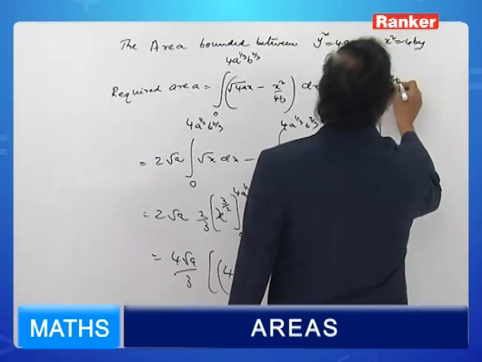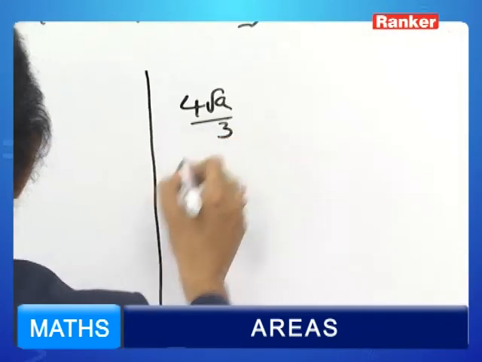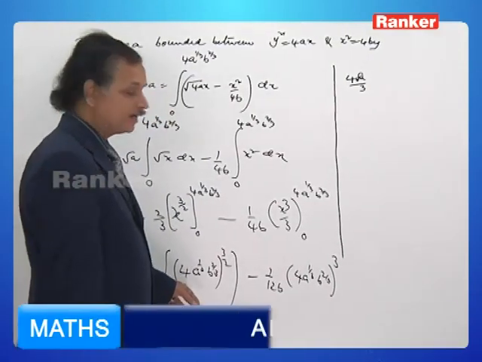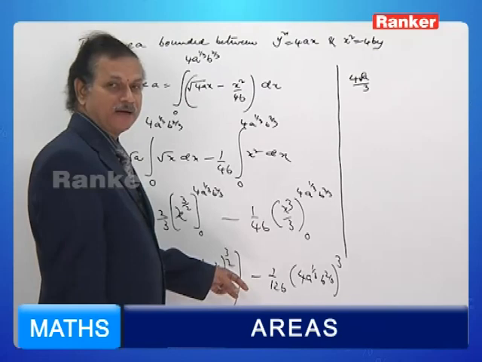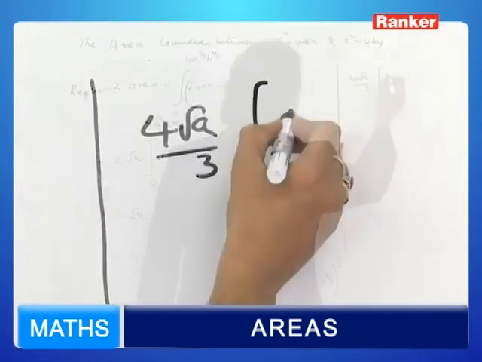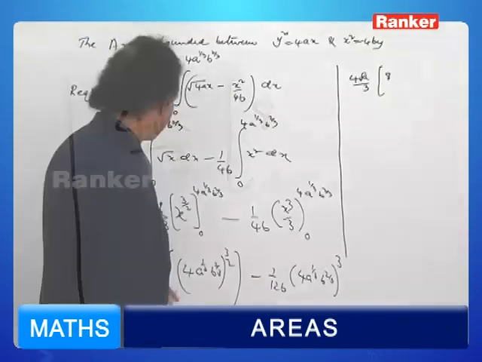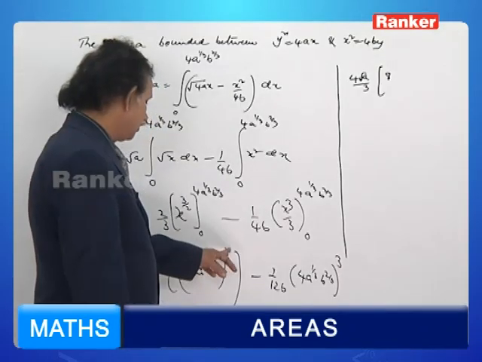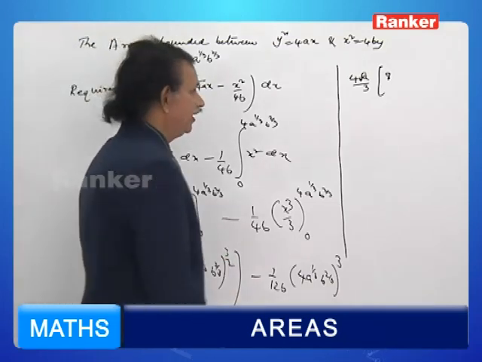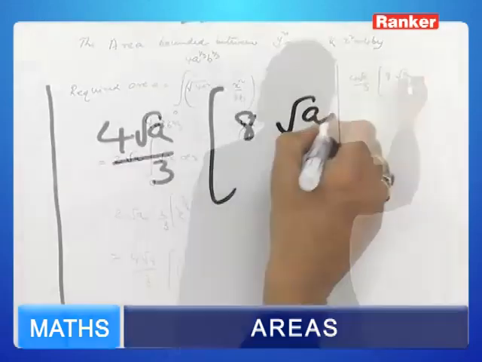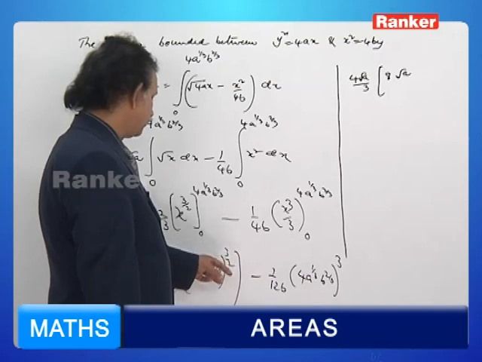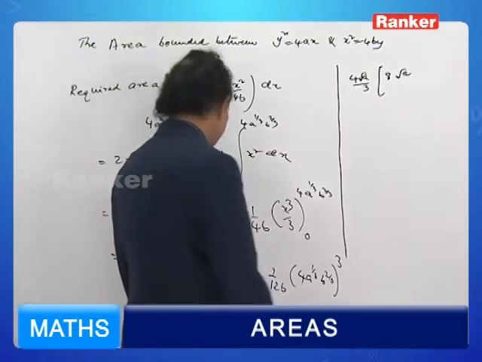So it is 4 root a by 3 into, what is 4? 2 square. 2 square power 3 by 2 is nothing but 2 cube, which is 8. A power 1 by 3 whole power 3 by 2, the 3s go away, leaving you a power half, which is root a. B power 2 by 3 whole power 3 by 2, the 2 and 3 go away, leaving you b.